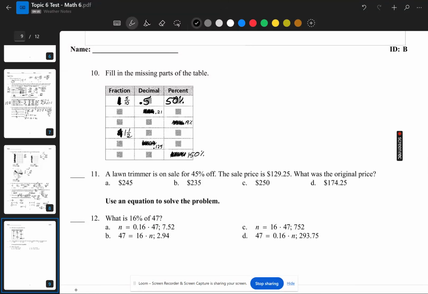0.21 as a decimal, I just move it twice to the right. So that's 21% or 21 out of 100. 19%, I just move this decimal a little bigger so it's easier to see. Oops, I move it twice left. So it's 0.19 or 19 out of 100.